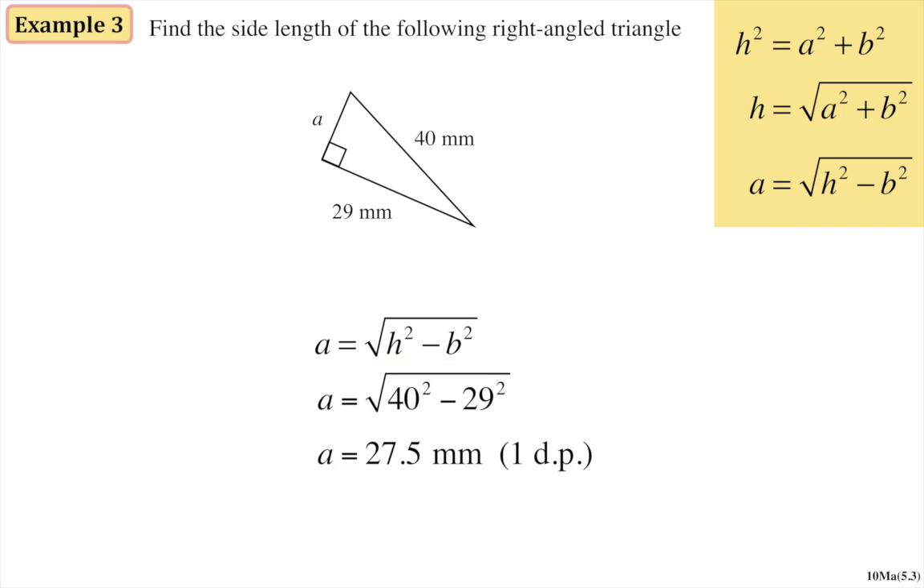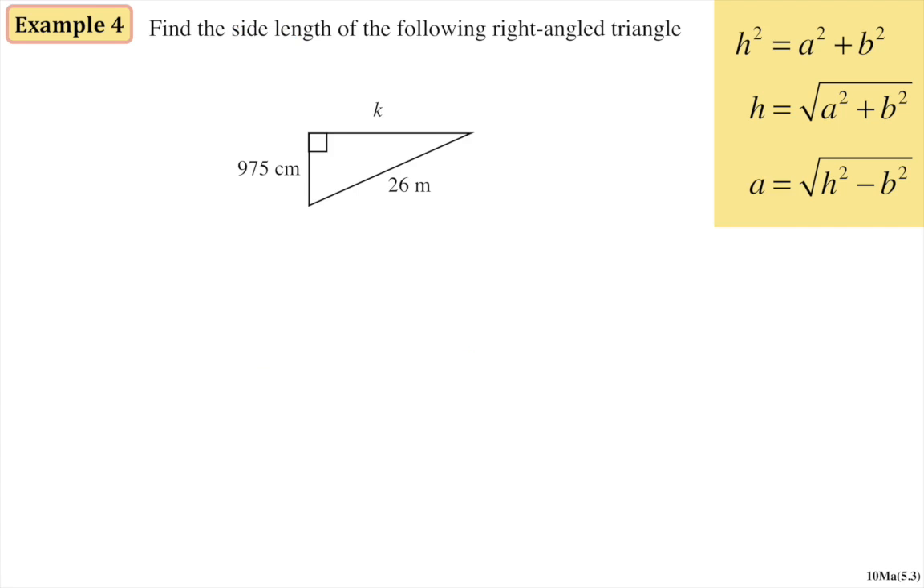Let's continue. We're finding one of the shorter sides. Okay, the hypotenuse is 26 meters. Hang on a second, this is a problem. This side here is in centimeters. So I need to make them both in meters or both in centimeters. I'll make them both in meters because it keeps the numbers smaller. 975 centimeters is the same as 9.75 meters because there's 100 centimeters to a meter.